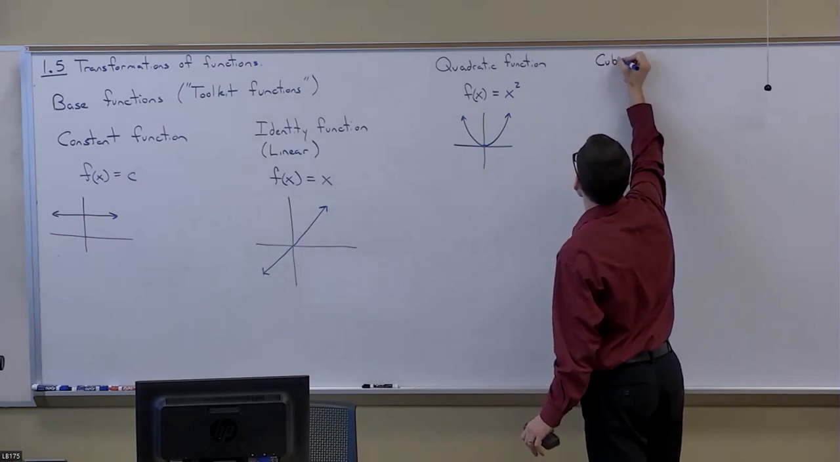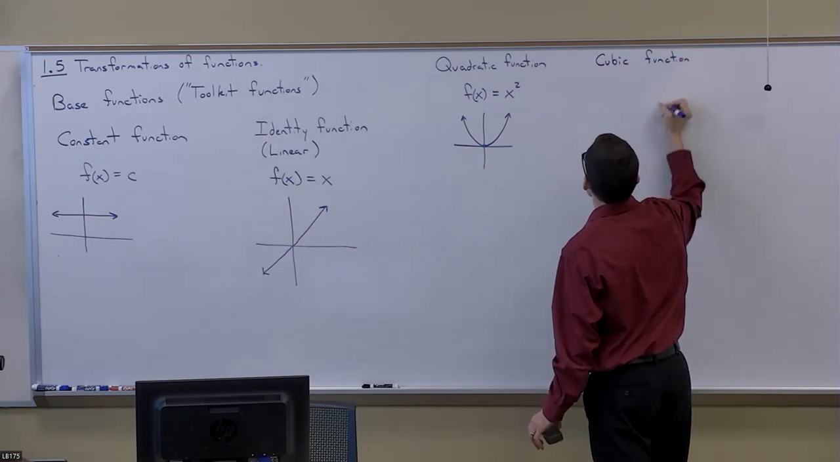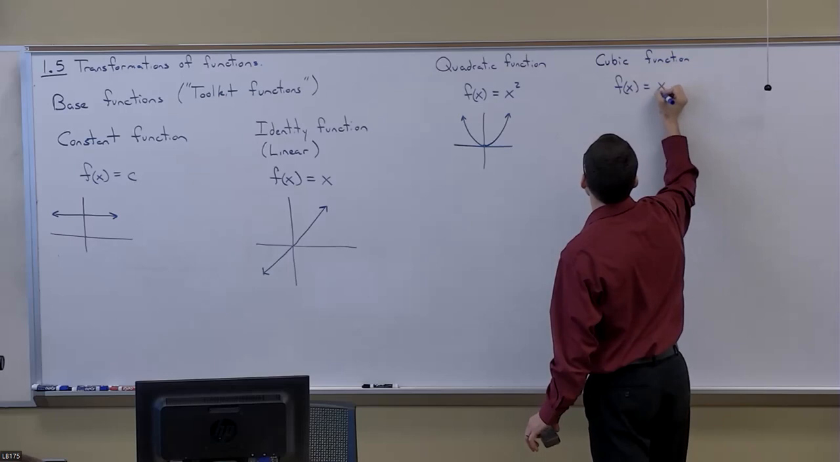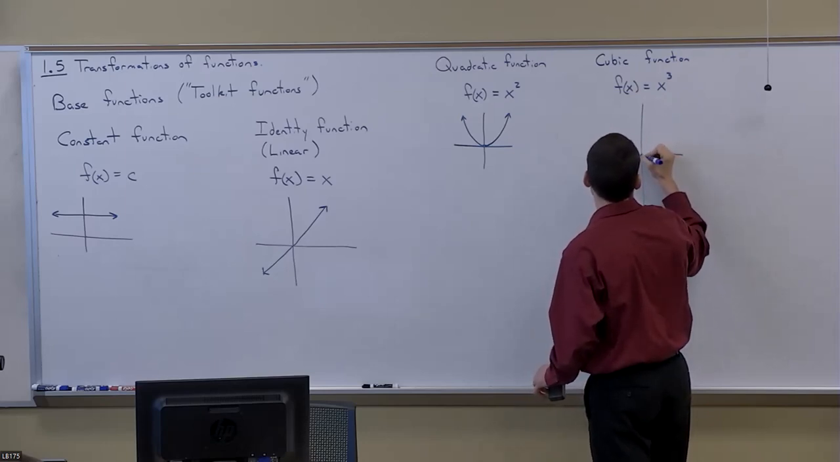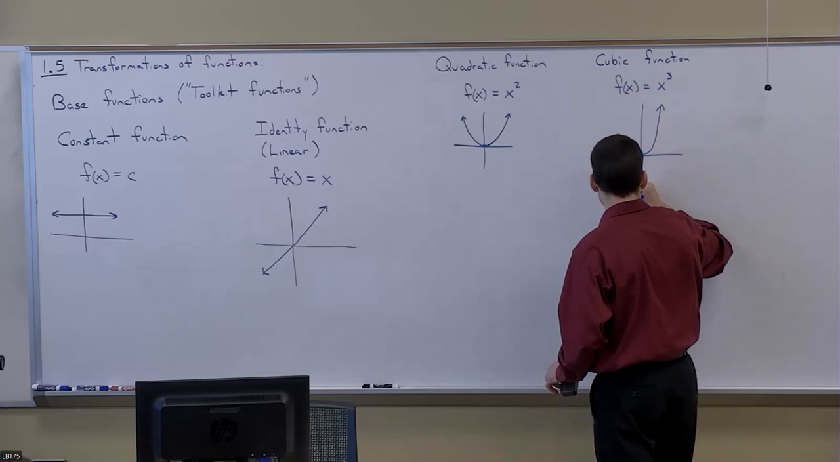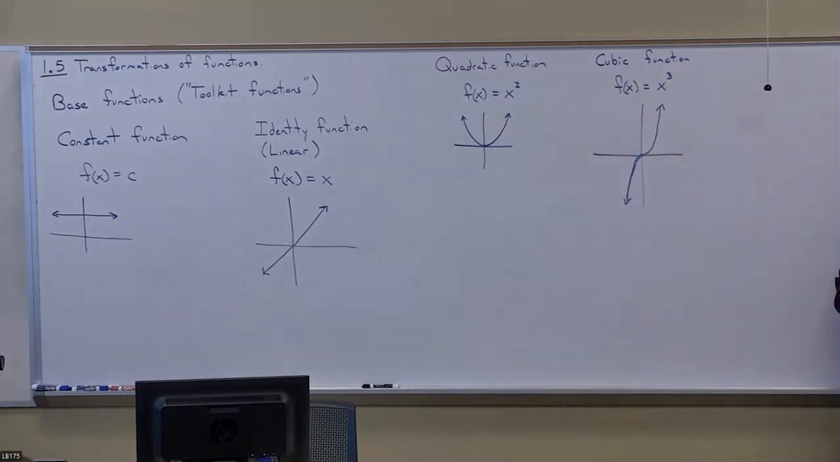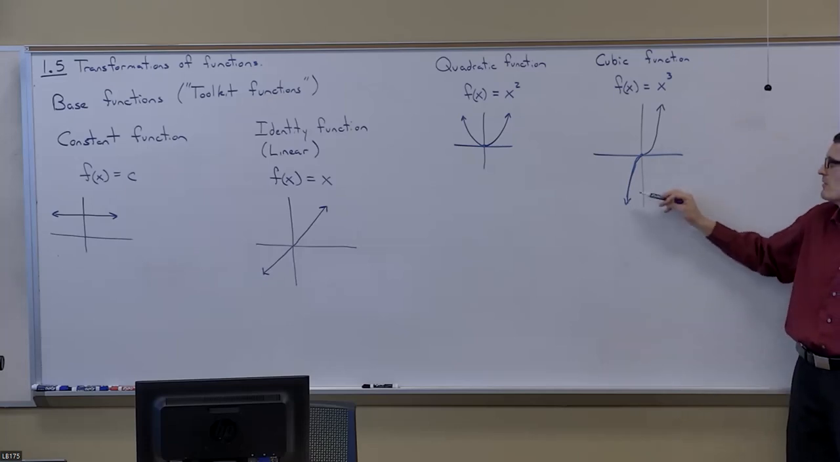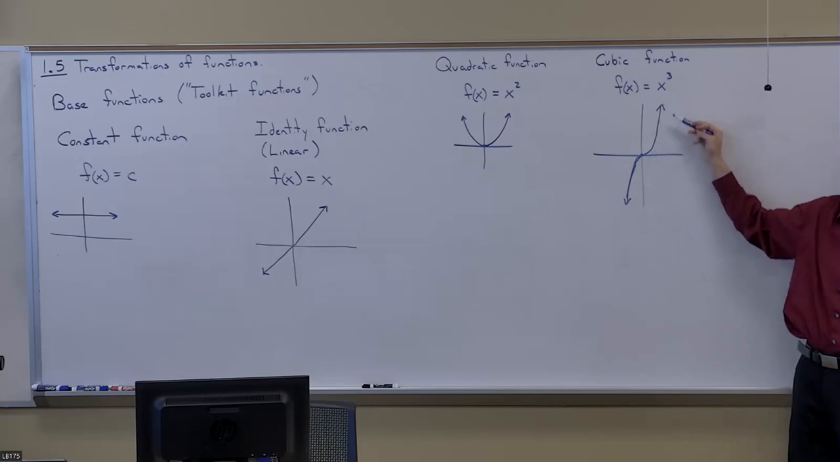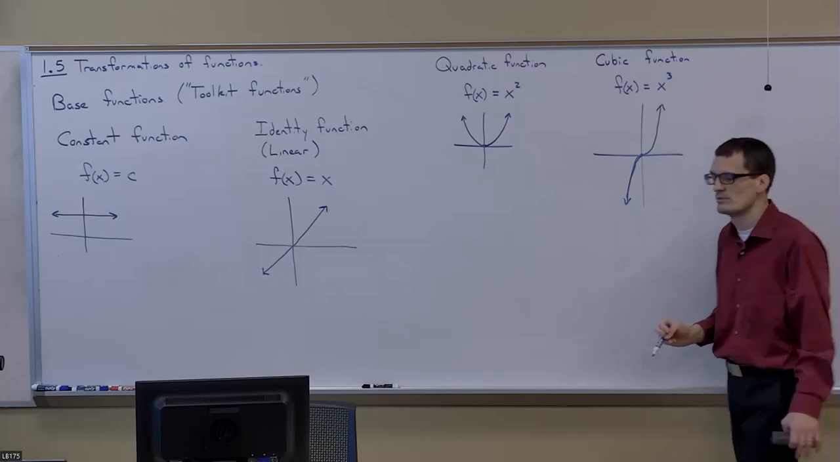Okay. Closely related is the cubic function. F of x equals x to the third is our base cubic function. This one also goes through the origin, but it does something like that. One side to the left goes down, so it's increasing the whole time, but we do sort of flatten out at the origin and move on.